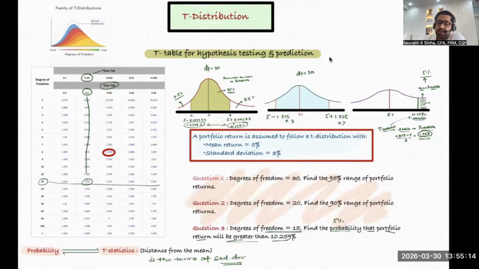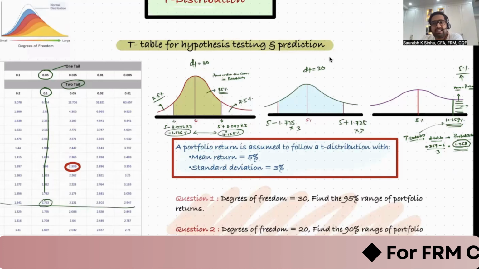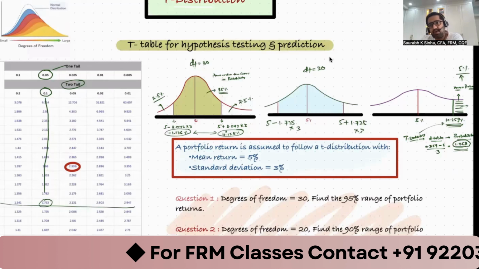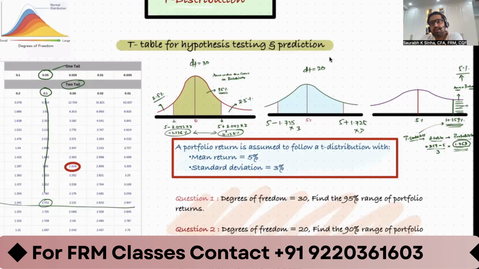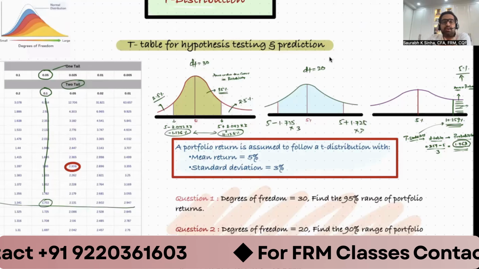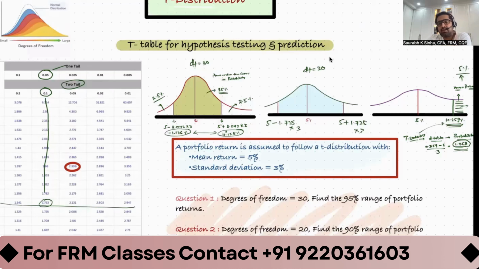With that, I tried to build the intuition to read the T table and help you convert T statistics into probability and probability into T statistics. Always remember that as you move towards a bad distribution, your confidence interval will increase and your range of prediction will increase, because bad distribution means bad quality of prediction, and that's why you cannot be 100% sure or 95% sure with a narrower range of returns or a narrower range of estimates.